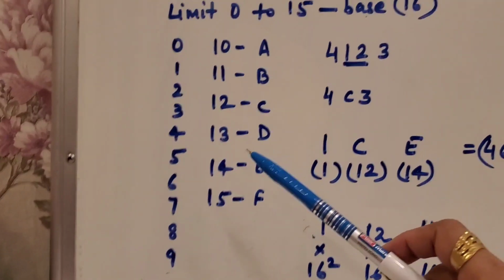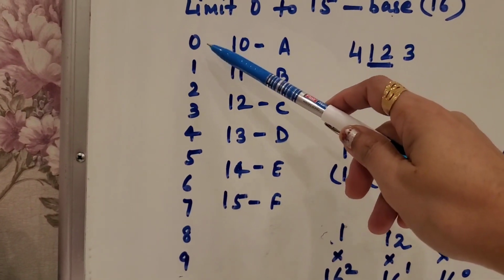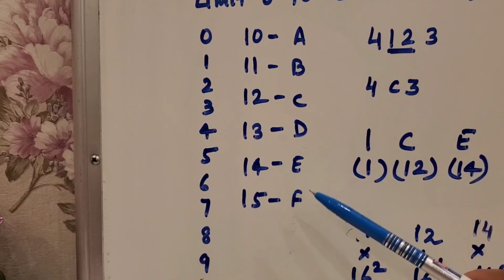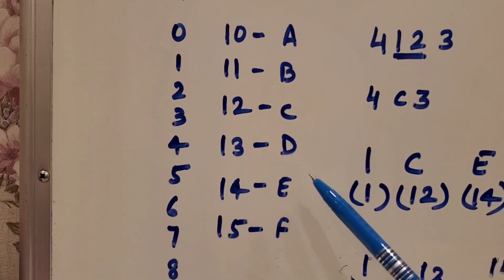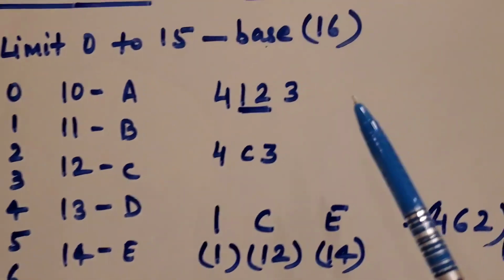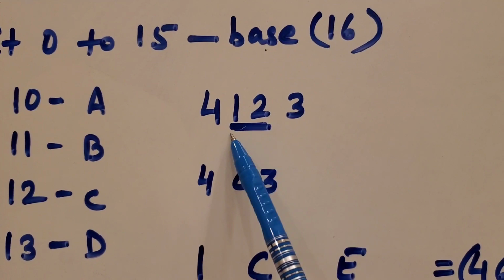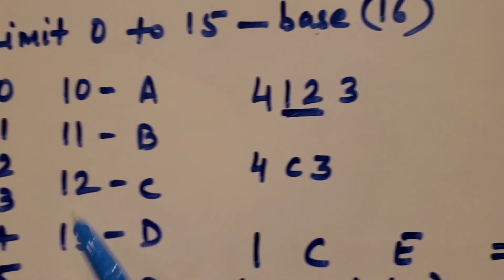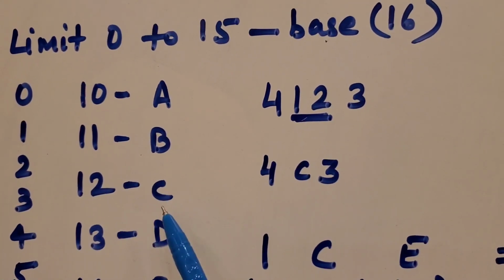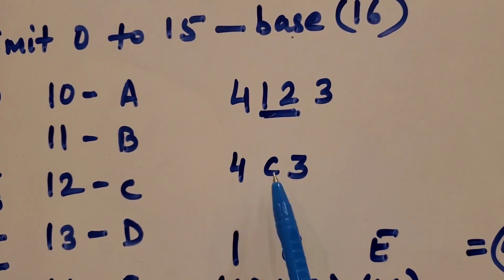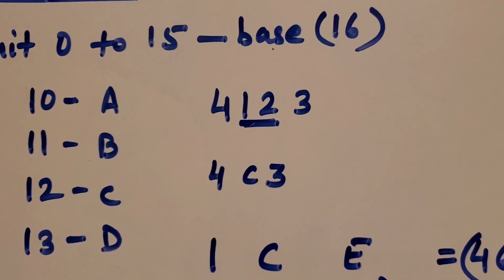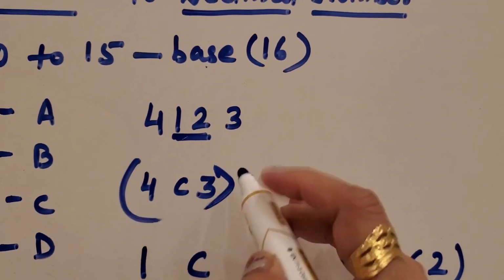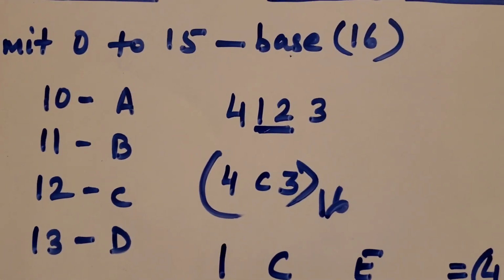Here you can see from 0 to 9, we write the normal numbers. But when it comes to 10, 11, 12, 13, 14 and 15, we write in alphabet. They are not written in numbers. So suppose I have written, for example, a number 4, 12, 3. Here we have 12 in between, and you can see 12 is shown by C. So instead of 12, we will write 4C3, and this becomes one hexadecimal number. The base is 16, so now it becomes a hexadecimal number.